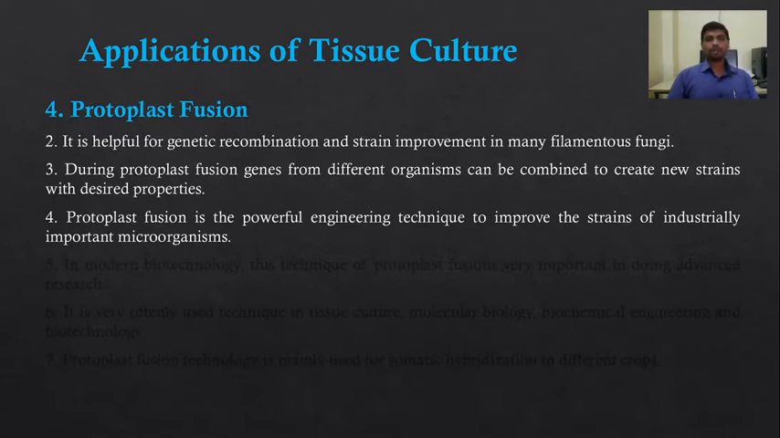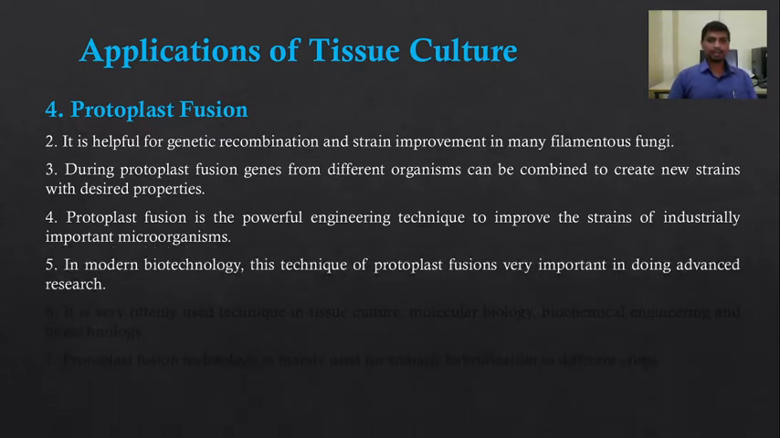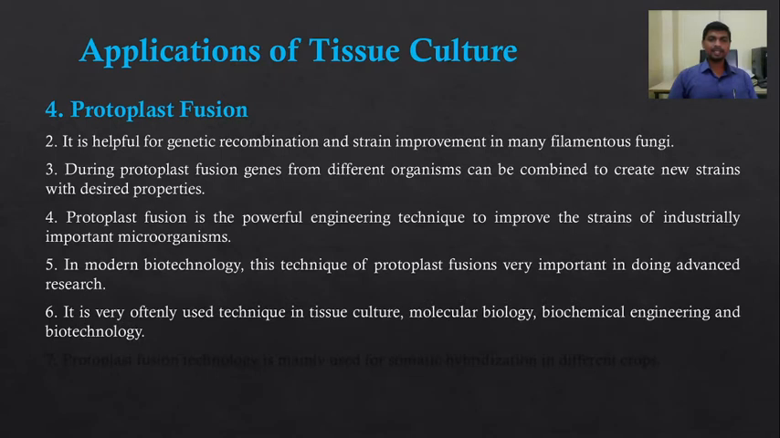If you take the example of Saccharomyces cerevisiae, which is generally used for the production of ethanol in the wine industry and in beer production, such a strain of fungi is used. So strain improvement in industrially important microorganisms is carried out by using protoplast fusion. In modern biotechnology, the technique of protoplast fusion is very important in advanced research. It is very often used in tissue culture, molecular biology, biochemical engineering and biotechnology.